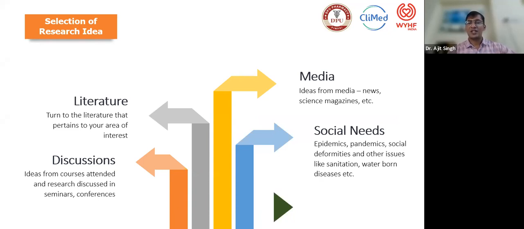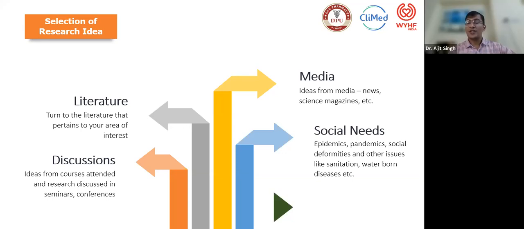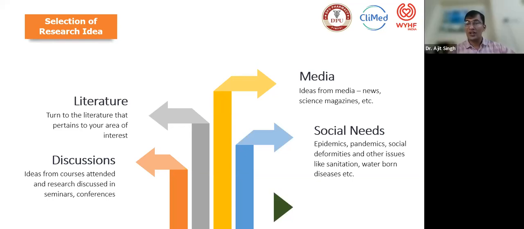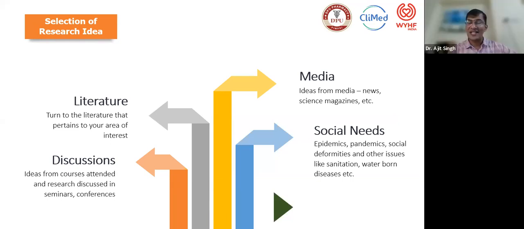AI, artificial intelligence, sanitation and prevention, management, pathophysiology, viral disease research, thousands of things have come up. So these pandemics, epidemics, social deformities like waterborne and airborne diseases, these are social needs. These give us great ideas to go for research. You just have to look into these areas, and I'm very sure you will get the idea.